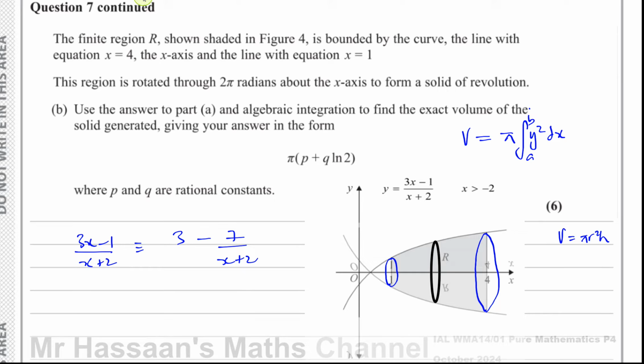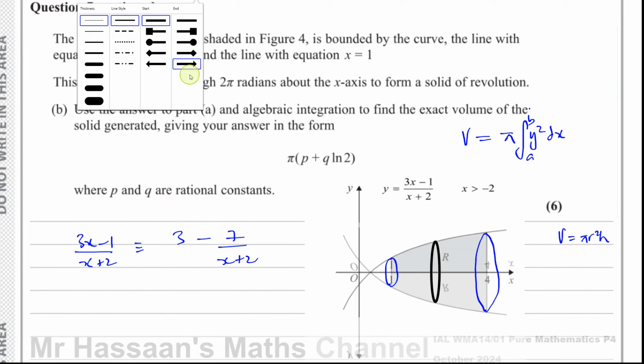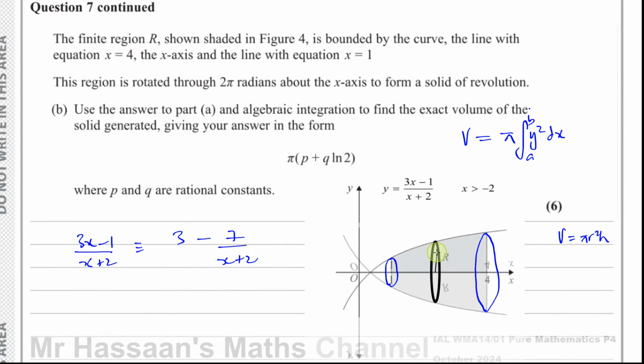And we have here, from that point to that point would be the radius. That would be the radius of this cylinder. Okay, that would be the radius of the cylinder. So we have a cylinder that's like this.